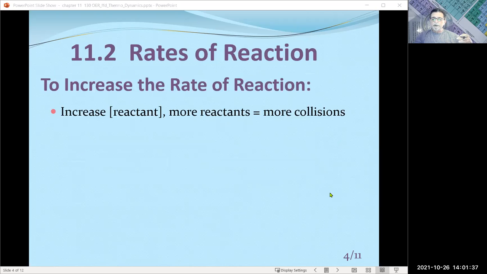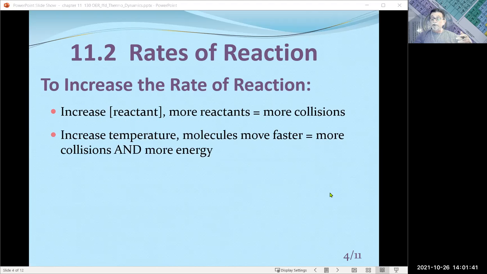Okay, we can increase the rate, more collisions. A simple thing is just to heat them up. If we have a reaction and for some reason this reaction is taking hours, well, the simplest thing we can do is just to fire it up a little bit. It's been shown that about every 10 degrees of increased temperature increases the rate of a reaction. So you can double the rate with a 10-degree increase in temperature.